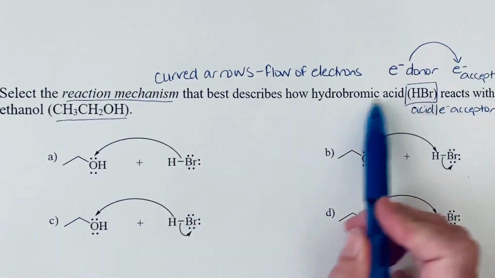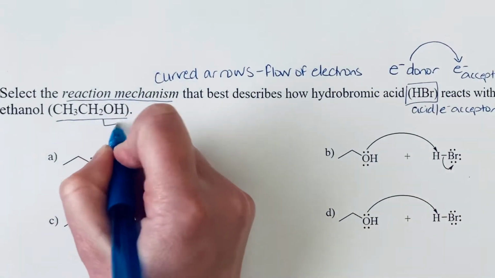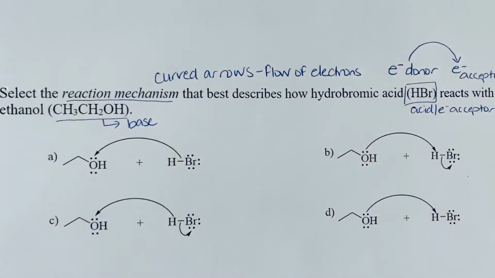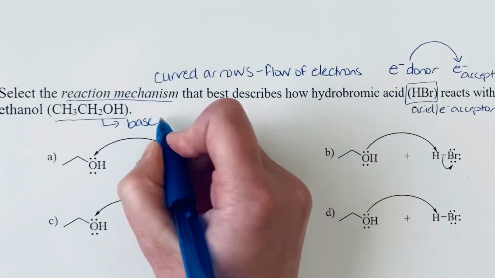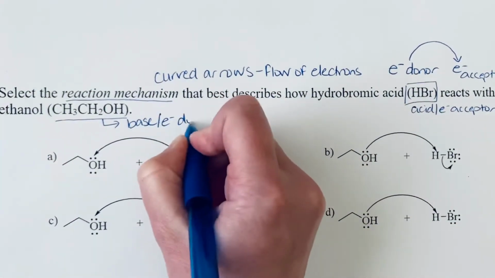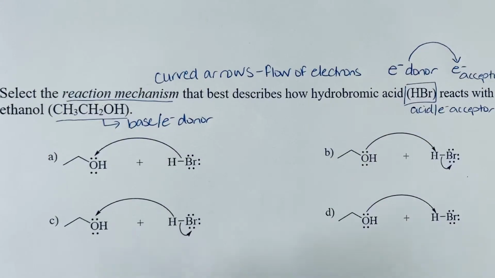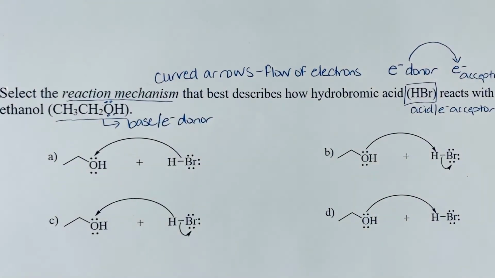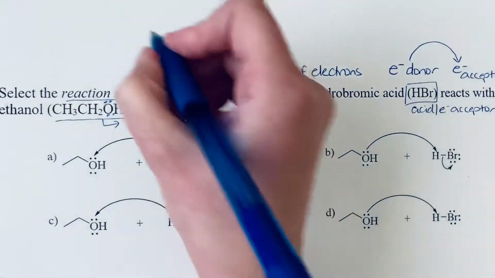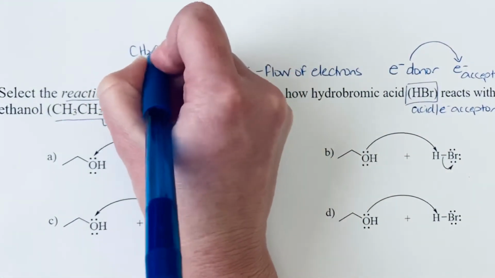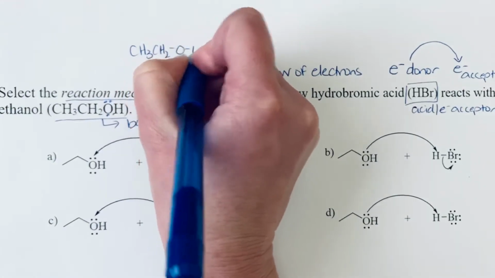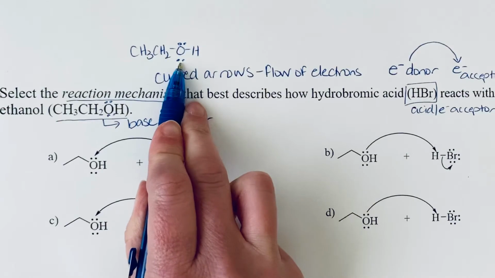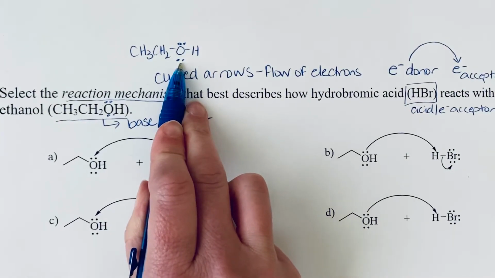Because we're reacting this with a strong acid, we know that the ethanol is going to act as a base, which means that it will be acting as the electron donor in this reaction. So on the ethanol, it is the oxygen that is the electron donor. So if we redraw this ethanol here, here are our electrons that are going to be donated. This is where we're going to start our first curved arrow.